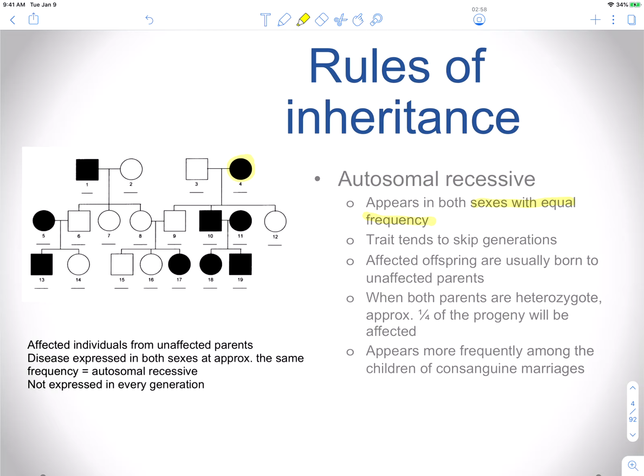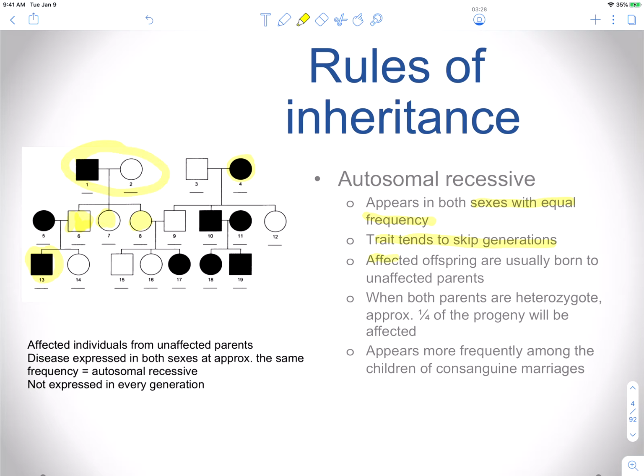In addition, the trait tends to skip generations. If you look at this group over here, you have somebody who is affected, that's person number one. However, each of their offspring, these three yellow ones, are unaffected. So it skips that generation, and then you see it pop up again in the next generation.